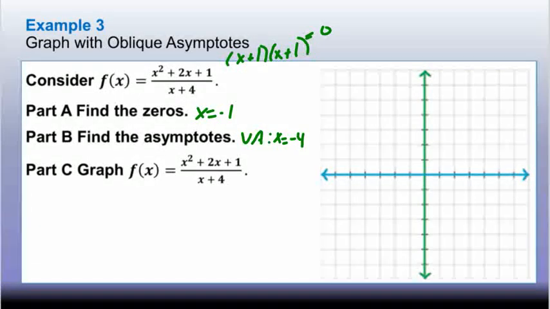The other ones, see, because the degree of the numerator is bigger than the degree of the denominator, there is no horizontal asymptote. The difference between the exponents 2 and 1 is 1, so I am going to have an oblique asymptote. What I'm going to do is the division for it, so then I can find the equation of the line. To do that, I'm going to do long division.